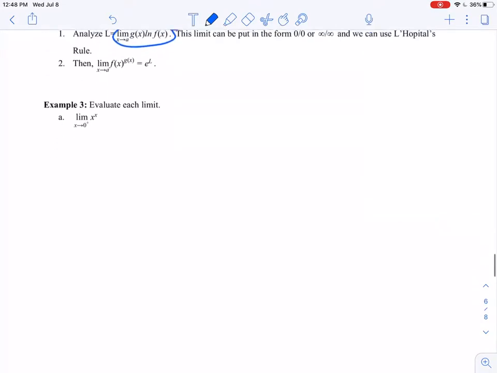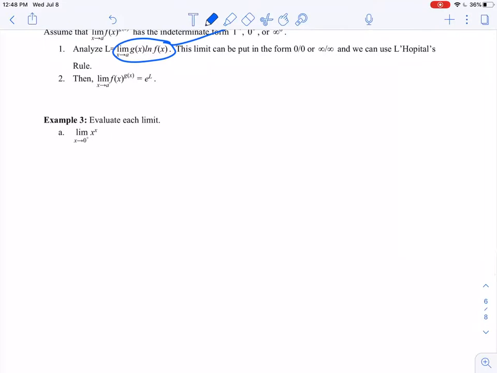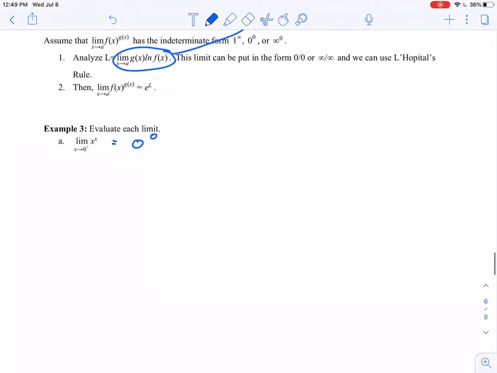Here I'd like to look at this limit as x approaches 0 from the right-hand side. I have x raised to the x power. Now, if I tried to evaluate this right away, I would say, well, this is 0 to the 0 power, and oh boy, I'm stuck already. So I need to rewrite this in a very particular way.